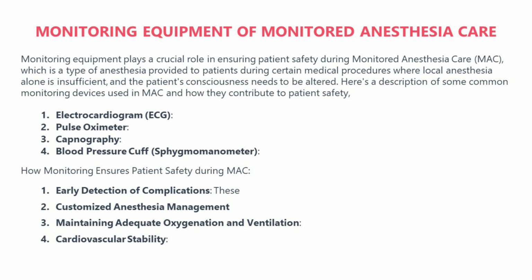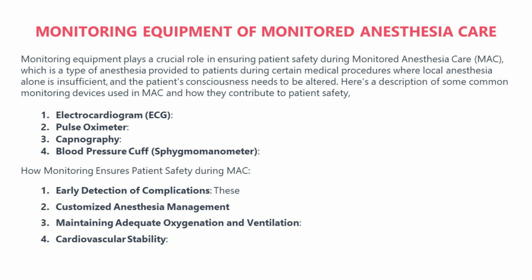4. Blood pressure cuff, sphygmomanometer. Description: a blood pressure cuff is wrapped around the patient's arm or leg. It measures both systolic and diastolic blood pressure. Patient safety: monitoring blood pressure is essential to assess the patient's cardiovascular stability. Fluctuations in blood pressure can be indicative of various issues, such as hypotension, low blood pressure, or hypertension, high blood pressure. Prompt intervention can prevent complications like organ hypoperfusion or bleeding.